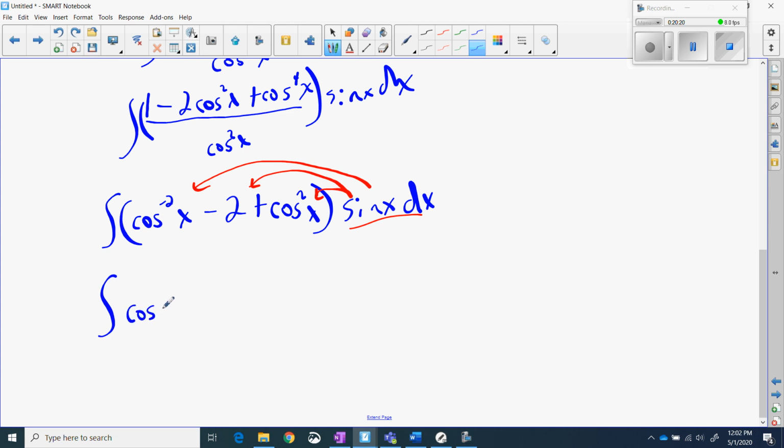And we've got cos x, I'm going to write it this way. So there's u to a power. It's now got du sitting right next to it. Minus 2 times sine x. That's an easy antiderivative. Plus cosine of x squared. That's cos squared x. Multiply that by sine of x.